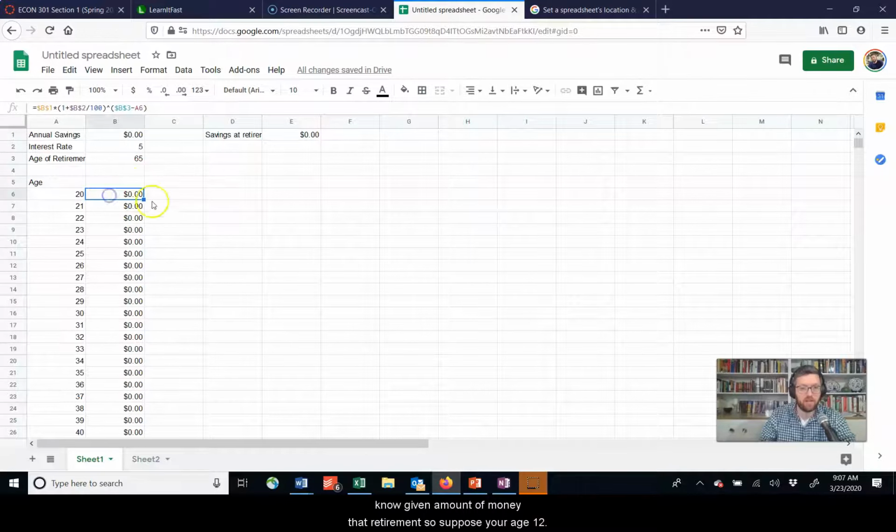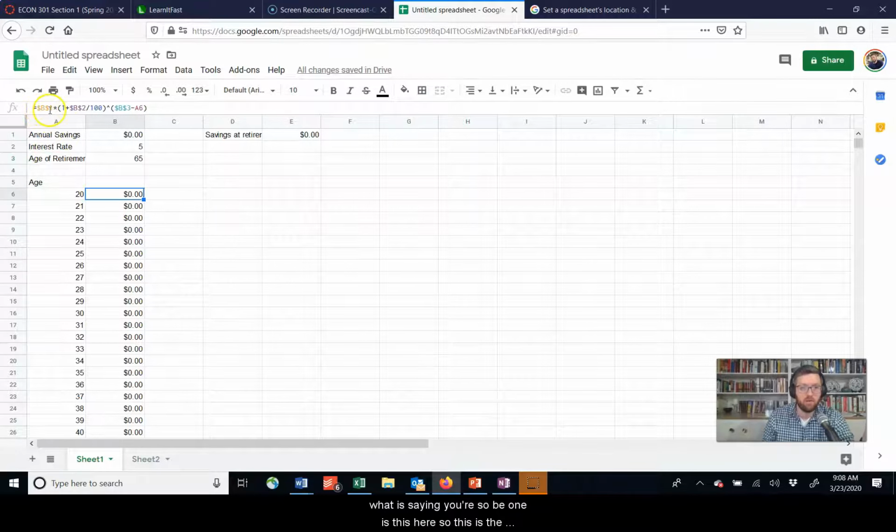So suppose you're age 20 and you're deciding how much to save. Okay, so what we've got here calculates how much your savings at this year will be worth in the year that you retire, which I'm going to assume here is 65. So look at this formula. Let's see what it's saying here.